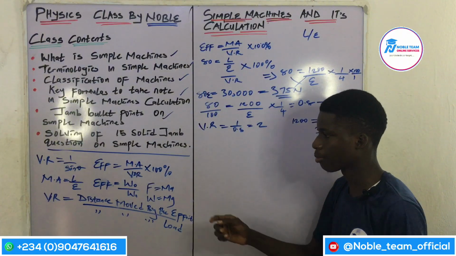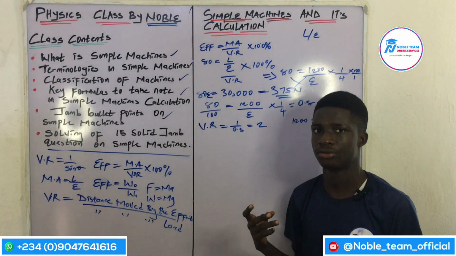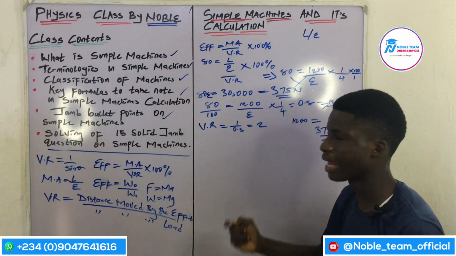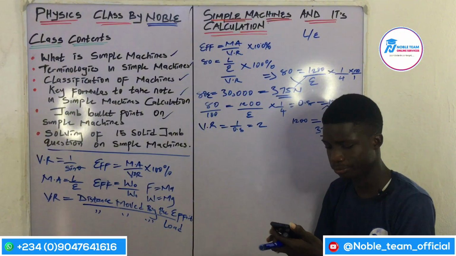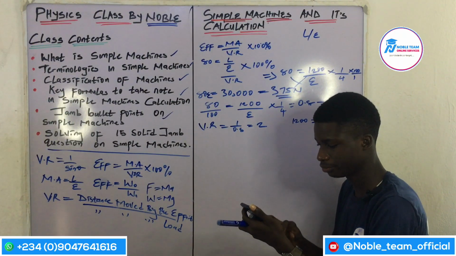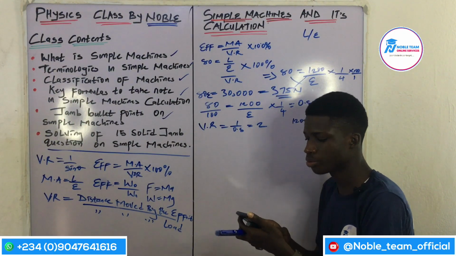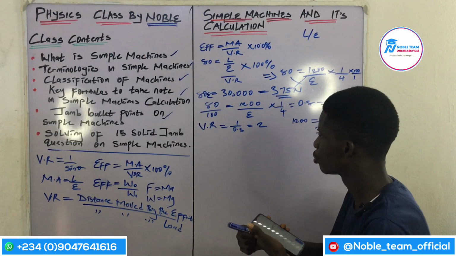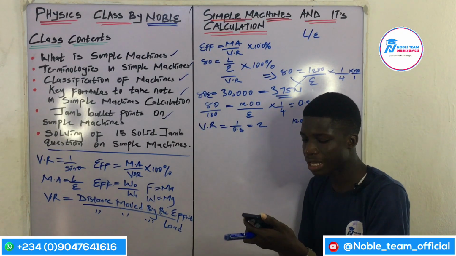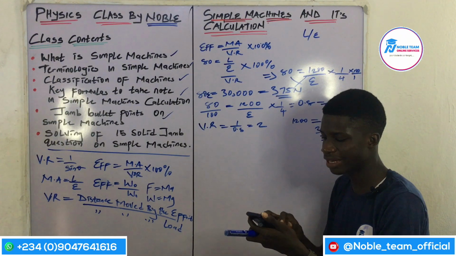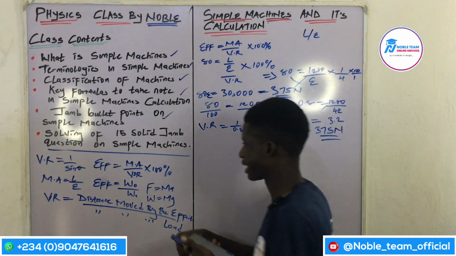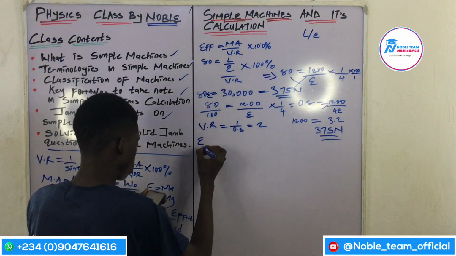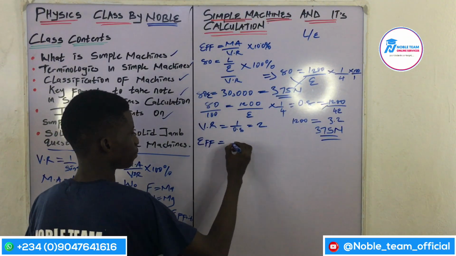In my work input, I have 1000 joules and also have the distance. What am I going to do? I'm going to be multiplying it to get my force, which is 1000 multiplied by 1.5. I'm going to be getting 1500. Now 500 divided by 1500 multiplied by 1000, which is going to give me 33.3.